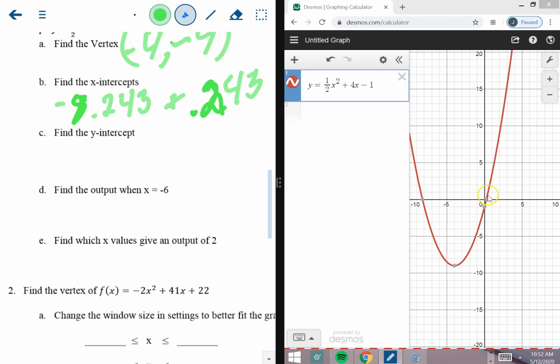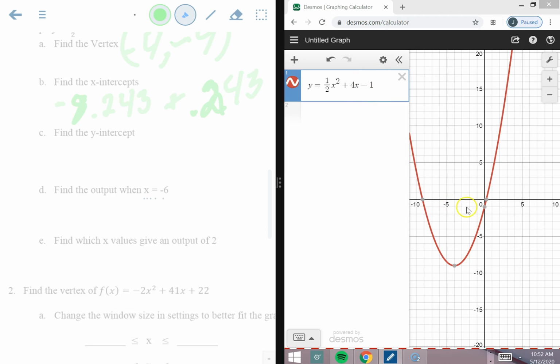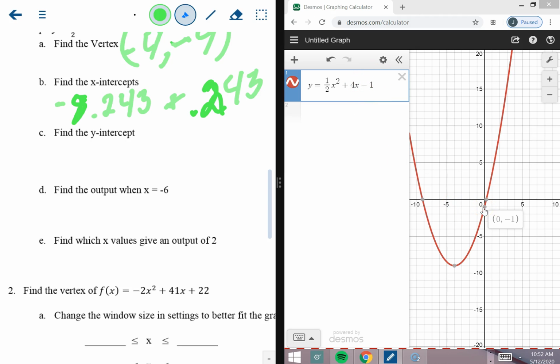Find the y-intercept. We already know the y-intercept because it is in standard form, and the y-intercept is always the c value. So we know it should be -1, but the graph should confirm that. And it does. It is -1. So the y-intercept is (0, -1). Okay. All right, and those are the key features of the parabola.